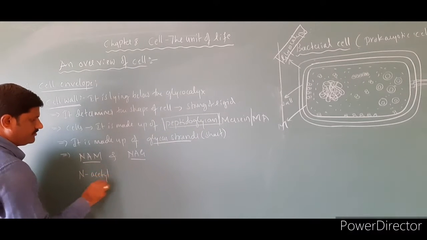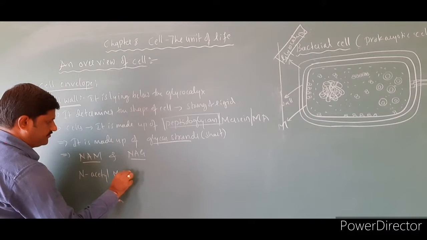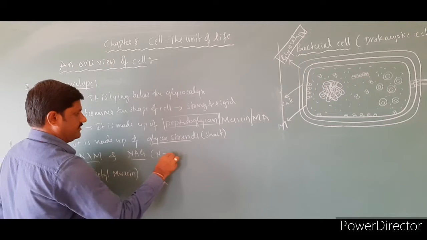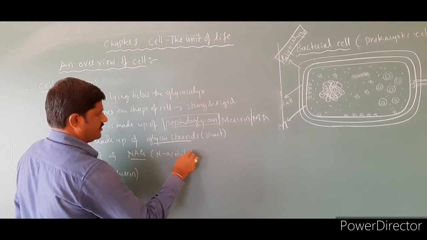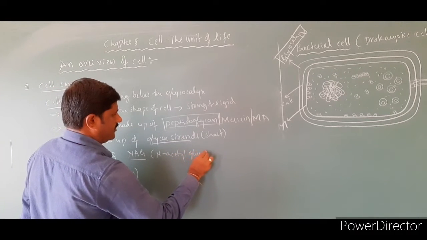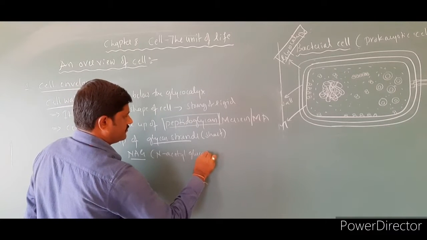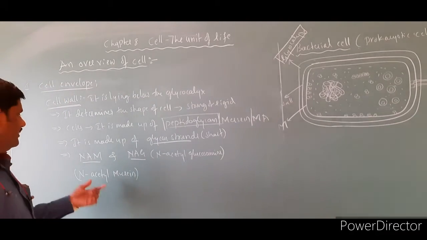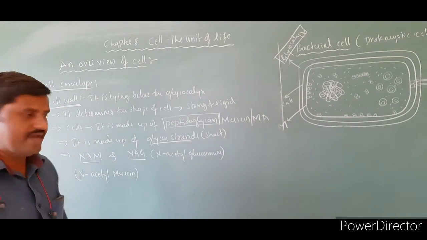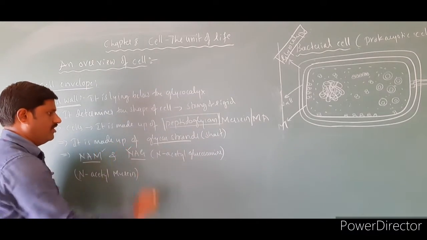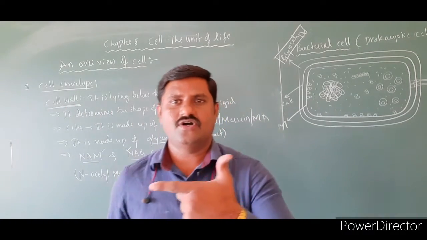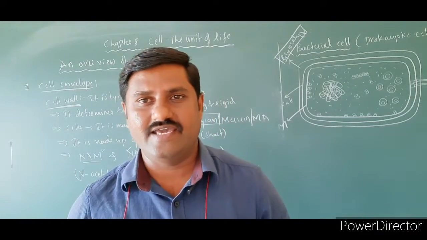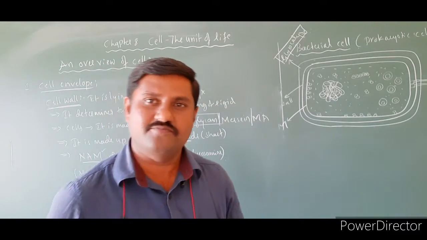N-acetyl muramic acid, or NAM, and N-acetyl glucosamine, or NAG. These are the small strands of glycans. All together they form the large strand of peptidoglycan that forms the cell wall of bacteria.